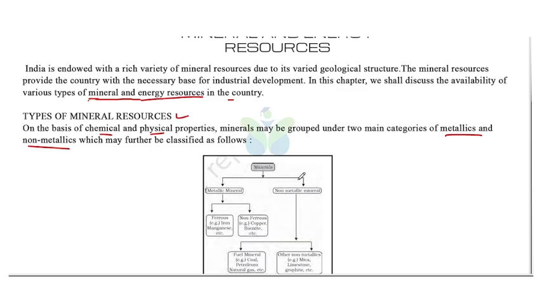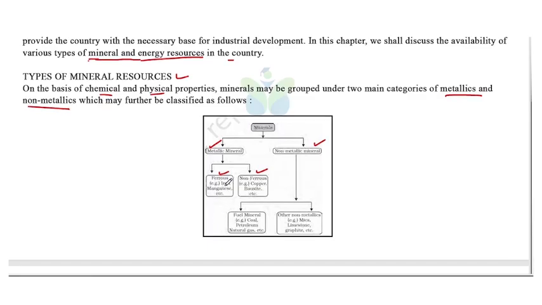Look at this table. The minerals are classified into metallic minerals and non-metallic minerals. Metallic minerals are further classified into ferrous and non-ferrous. Examples of ferrous minerals are iron, manganese, etc. Non-ferrous minerals are copper, bauxite, etc. Non-metallic minerals are again classified into fuel minerals, which are coal, petroleum, natural gas, etc., and other non-metals, that is mica, limestone, graphite, etc. So this is the classification of minerals.